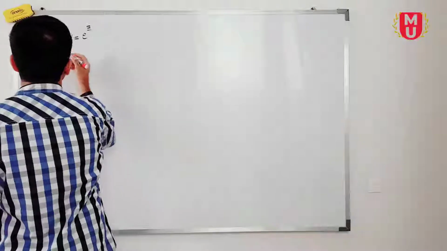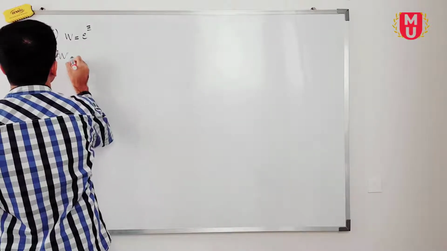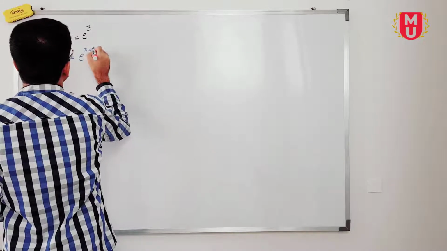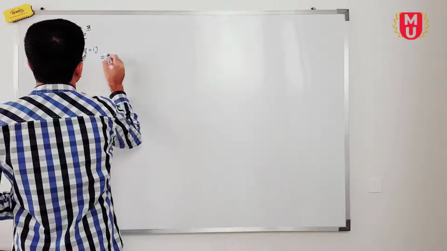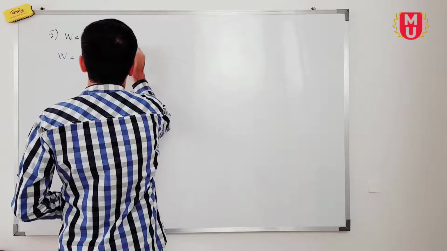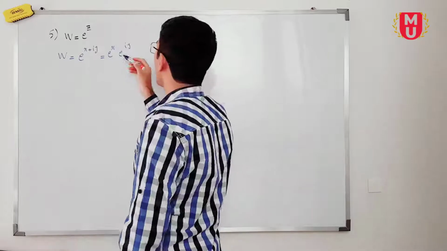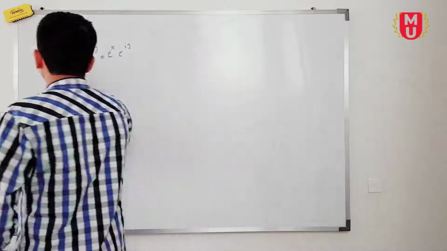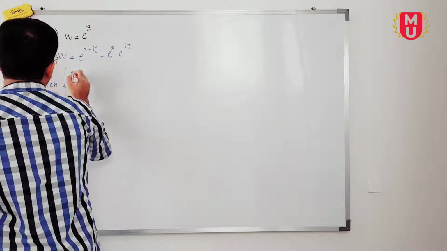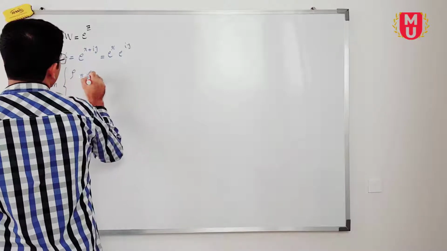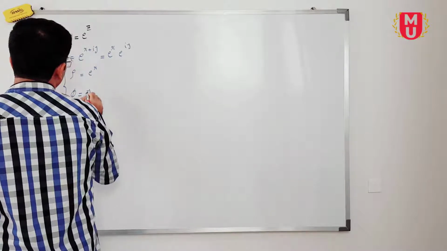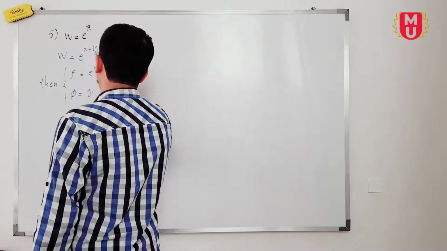Consider the mapping w equals e to the z. Its equivalent in Euler form is w equals e to the x plus iy. Then we can separate this into e to the x times e to the iy. As a conclusion, we will have rho equals e to the x and phi equals y. This is how we do it.